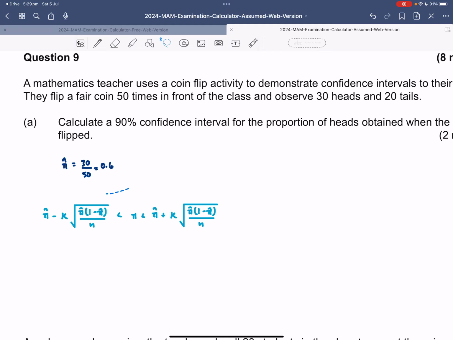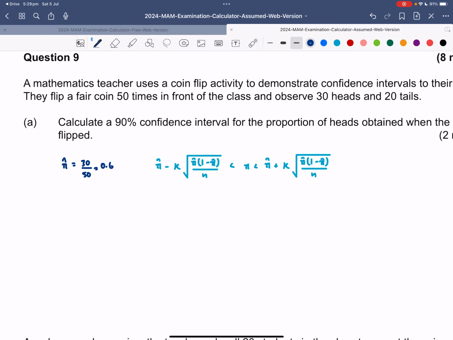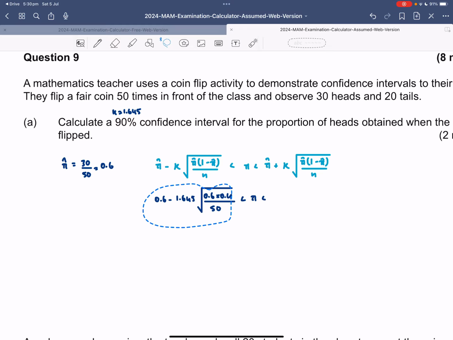Cool. So in this particular case, what we would be doing is 0.6, take k, 90%. We know the k value for 90% is 1.645. So 1.645 lots of the square root of pi cap, which is 0.6 times 0.4, all over the number of trials, which was 50 trials, is less than this, is less than, and then we chuck it over here. Okay, except the second time around, it will be plus.